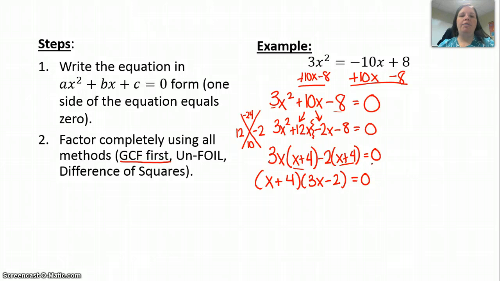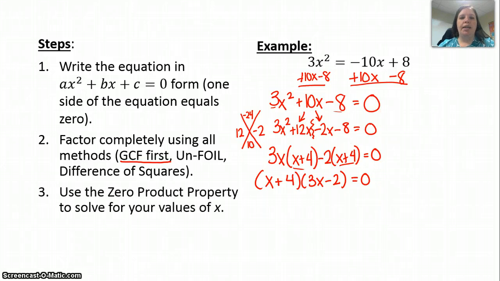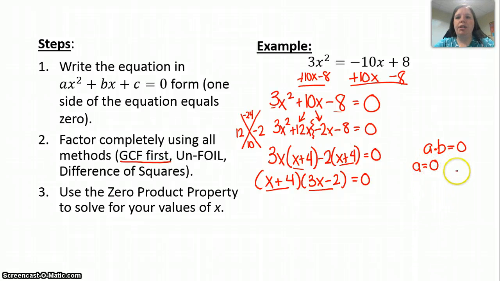So step 2, factor completely using whatever method you're going to use. And number 3, last step, use the zero product property to solve for your values of x. So the zero product property, right off to the side, says if you have things multiplied, a times b equals 0. So here we have a parentheses times a parentheses, two things being multiplied. Then either the first part equals 0 or the second part equals 0.